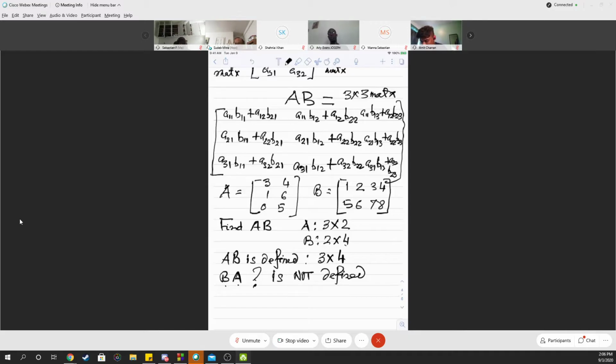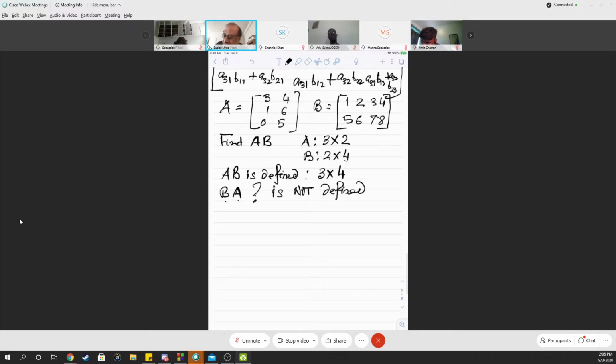So when you say AB is not equal to BA, you have to assume that both of them exist. That happens when they are both square matrices of the same order. A is a 3 by 3 matrix, B is a 3 by 3 matrix. Then AB is defined and BA is defined. Can you find A times B? Do it, let's see. Remember, we are expecting a 3 by 4 matrix.